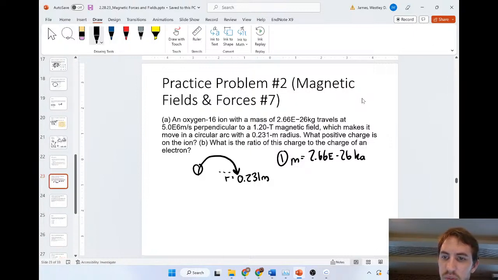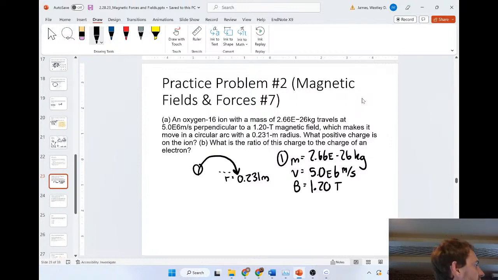It is traveling at 5.0 times 10 to the 6 meters per second. That's its velocity, because meters per second goes with velocity. 1.20 Tesla, that's the magnetic field, because Tesla goes with magnetic field. Our variable for magnetic field is B. That was one of the weird things.